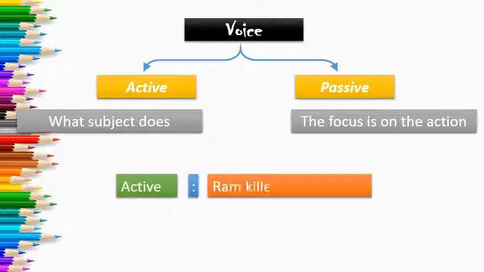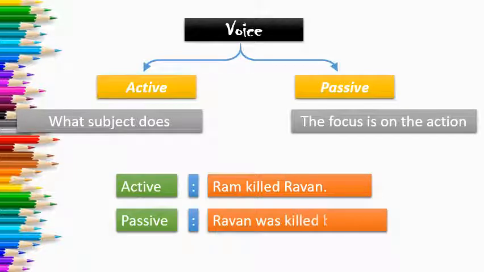Active voice: Ram killed Ravan. So here Ram is the subject and it is performing an action. And killed is the verb, or we can say it is an action. And Ravan is the object. Object means who receives an action. When we change the same sentence into passive voice, the sentence will be: Ravan was killed by Ram.